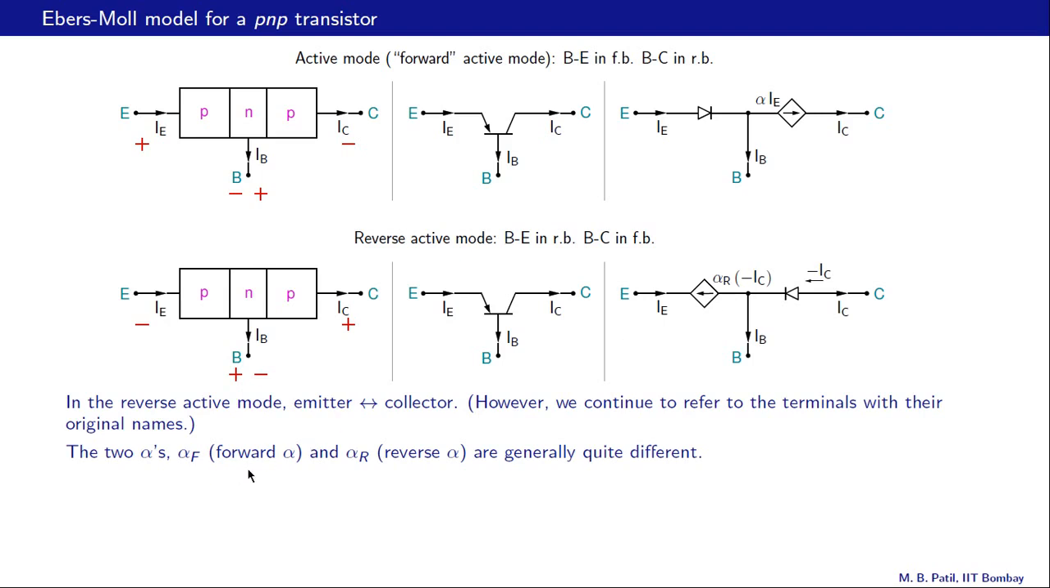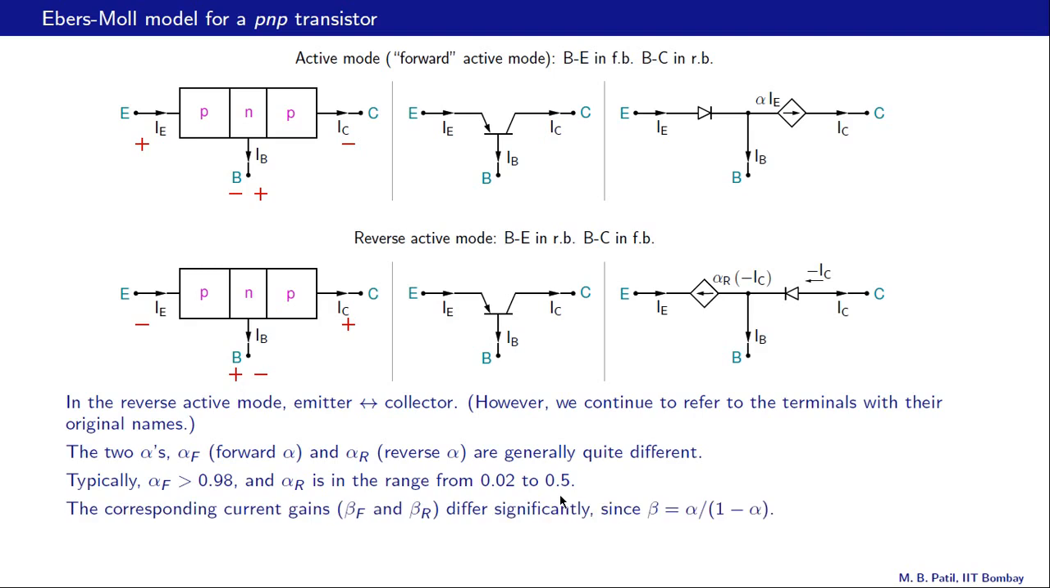Alpha F is also called the forward alpha, alpha R is called the reverse alpha, and they are generally quite different, because as we mentioned earlier, the base emitter junction and the base collector junction are very different from each other. The doping densities are not symmetric, and therefore these two alphas are generally quite different. Typically alpha F is much closer to 1, for example it could be greater than 0.98. Alpha R is small compared to 1, and it could be as small as 0.02.